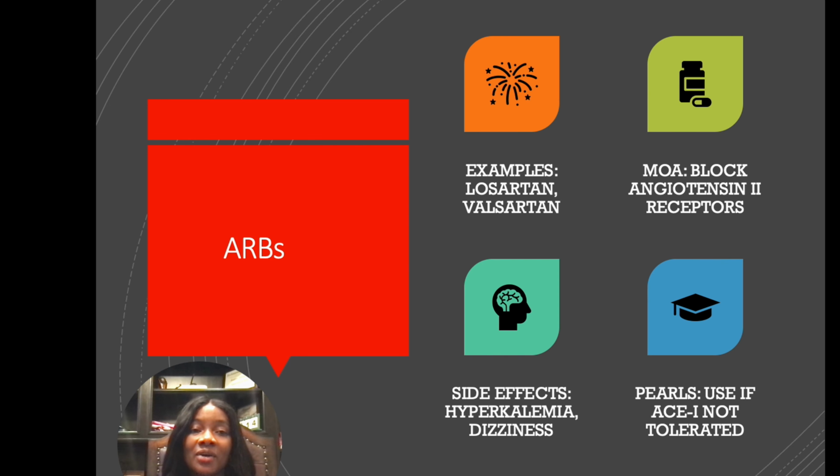Now, let's talk about ARBs. They are similar to ACE medications, but without cough. Some examples are losartan, valsartan. Can you see something similar? Yes, they all end in artan. So for these medications, the side effects are hyperkalemia and dizziness. So you still have to monitor potassium and kidney function.